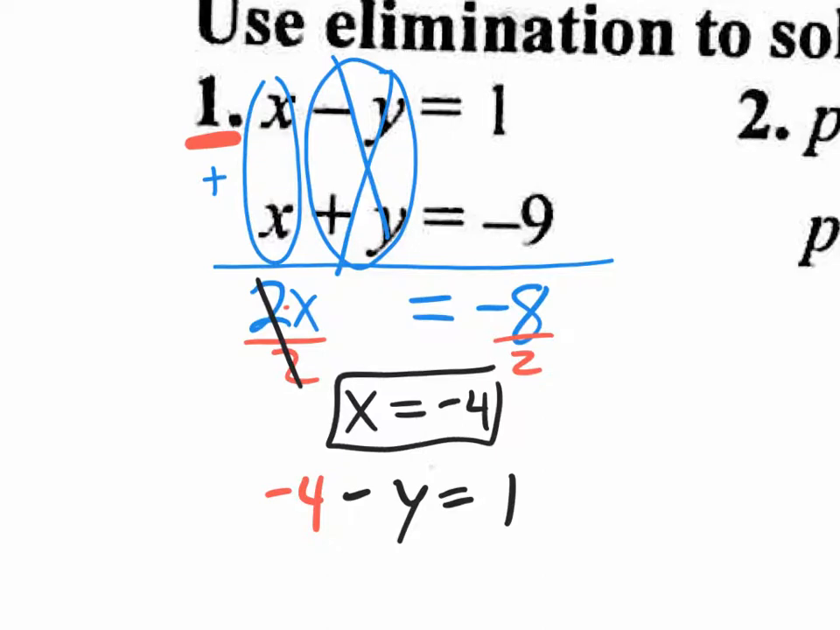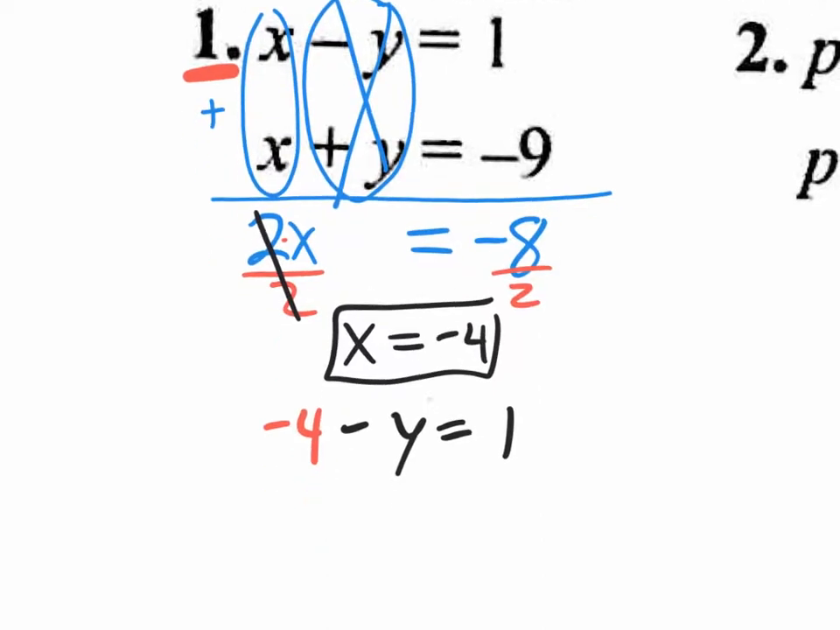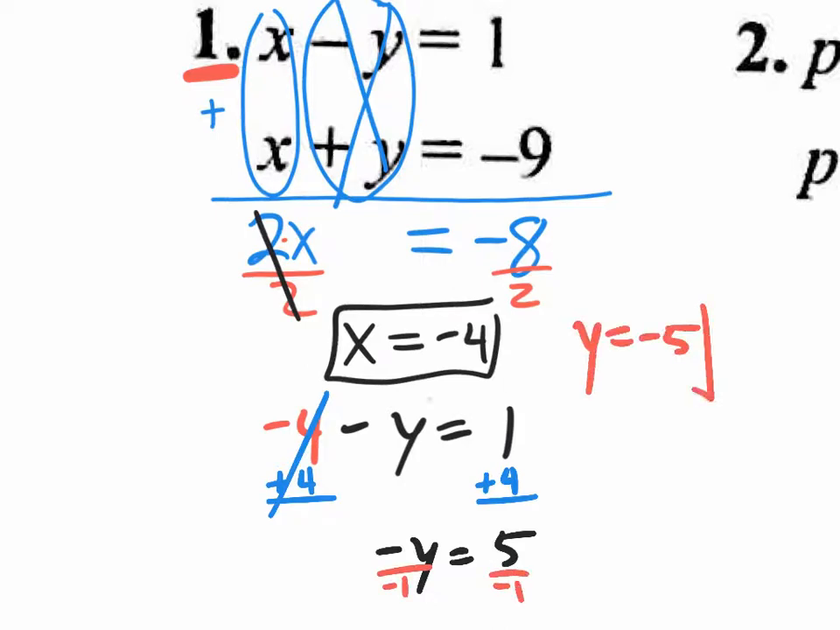Now some of us might have chosen the bottom equation instead of the top. You still could get to the same answer though. So let me continue solving this equation. I'm going to add 4 because I need to get y by itself. Negative 4 plus 4 is 0. It cancels out. What you do to one side, you do to the other side. Your new equation is negative y equals 5. And of course, your final step would be to divide both sides by negative 1 or multiply both sides by negative 1. Either way, your y value is negative 5.